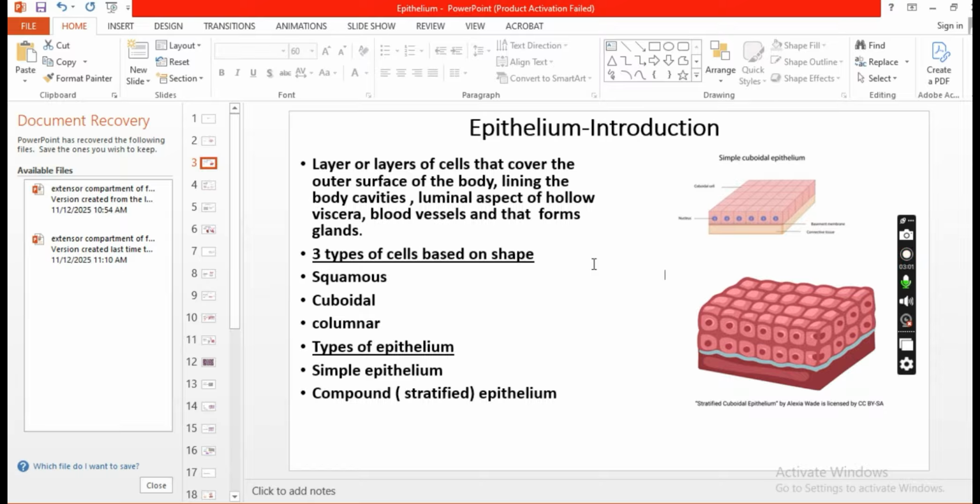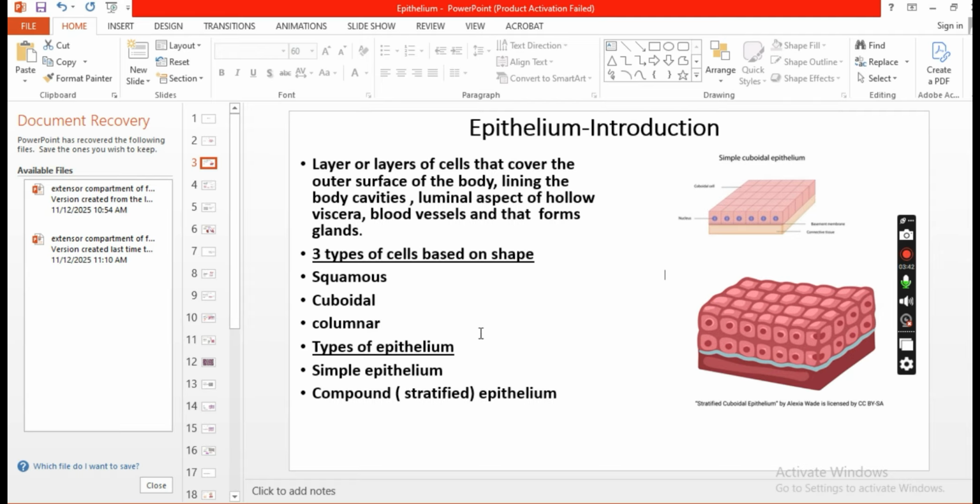Based on the shape of the cells, there are three types. Some are thin and flat cells, called squamous cells. Some cells are cuboidal in nature, that means they have more or less equal height and width. They look like a cube, hence it is called cuboidal epithelium. The next type is columnar epithelium, where the cells are tall and column-like, that means their width is much less than the height. So these three types of cells make up the epithelium.